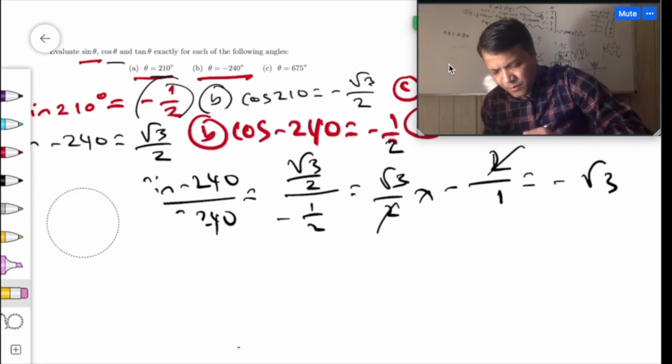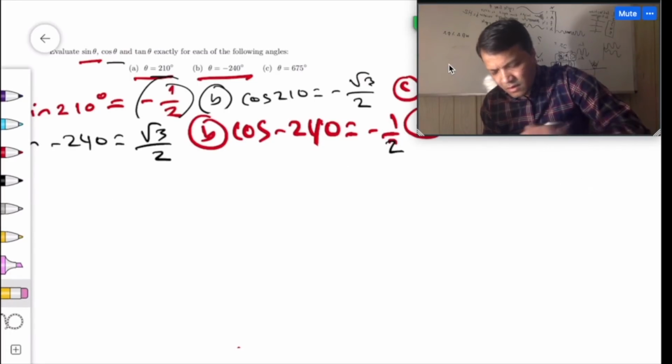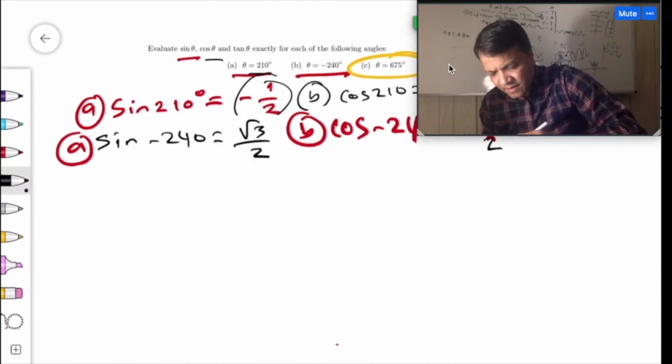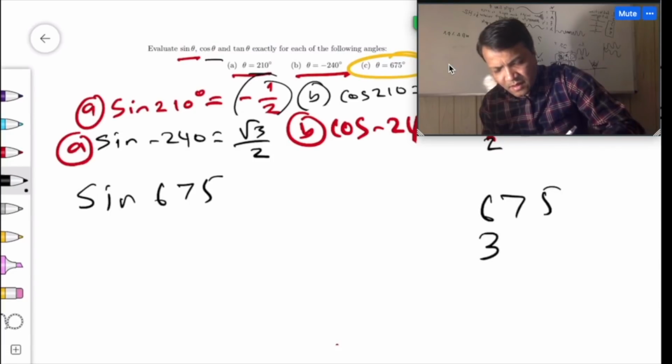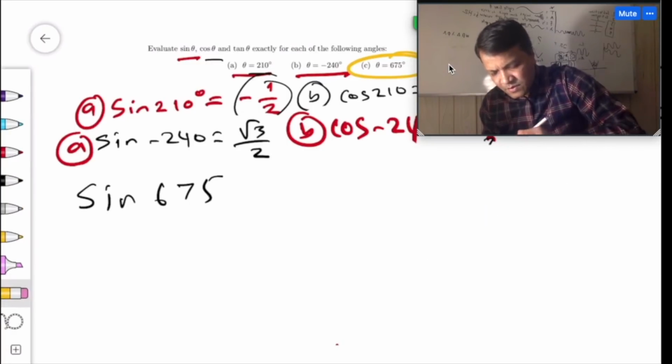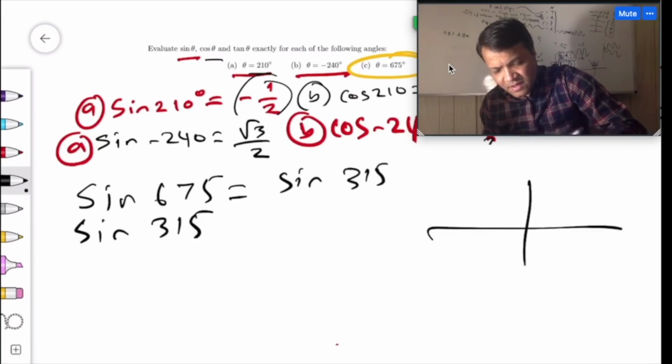Okay, now the last one. Now we're going to solve the last one. The last one is 675. So now we're going to do sine 675. So 675 minus 360 is 315, which is equal to sine 315. So where is sine 315? Sine 315 is right here.